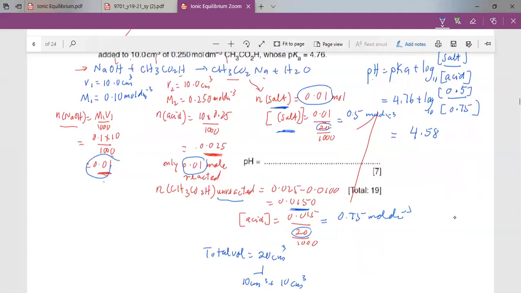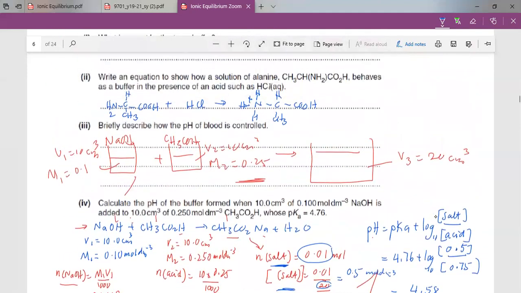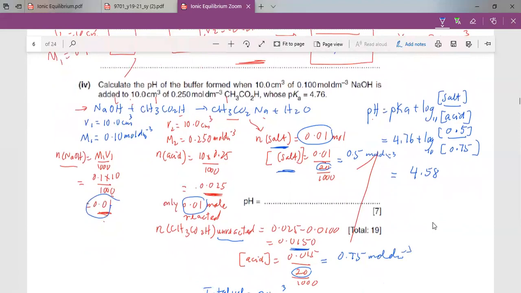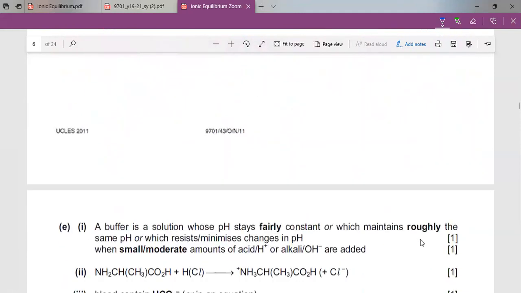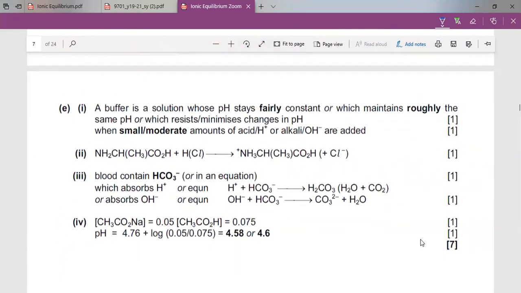So now what is formed is a buffer, because I did a neutralization, but the salt formed is a sodium salt of the weak acid, so it's a buffer. Again, it asks you what's the pH. Of course, I apply my formula: pH equals pKa plus log salt over acid. So this is moles per dm cube, 0.05 salt over 0.75. Again, very easily, you get 4.58, and they will accept this answer.